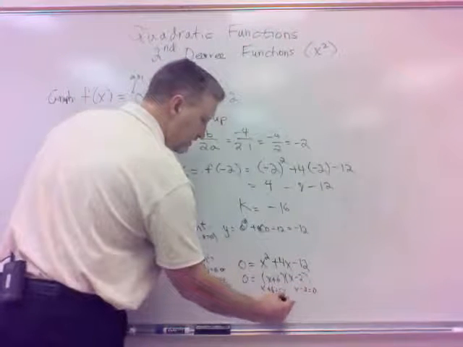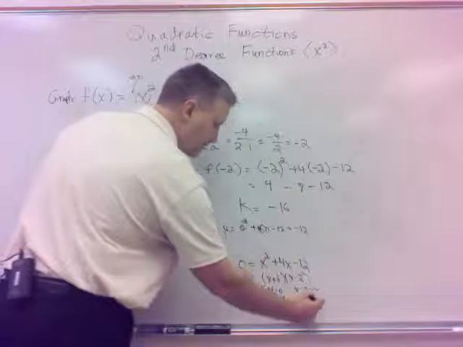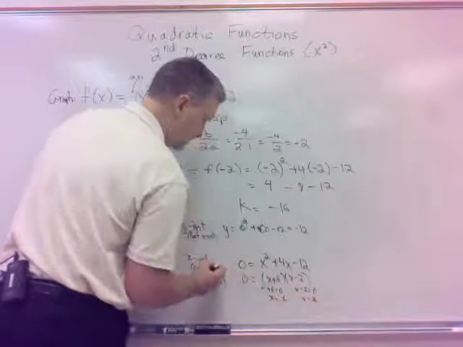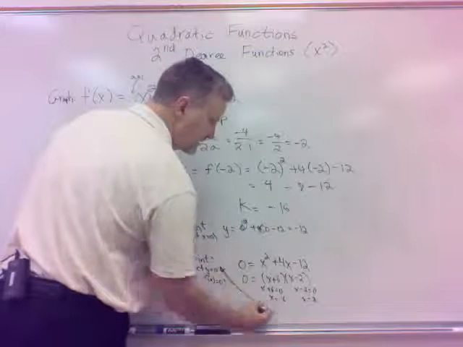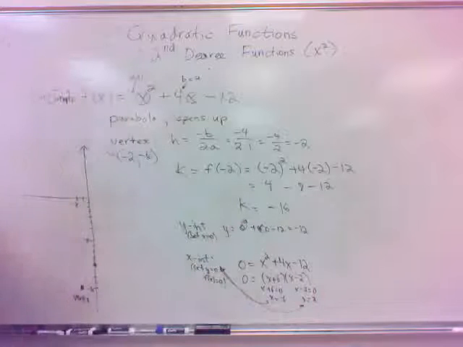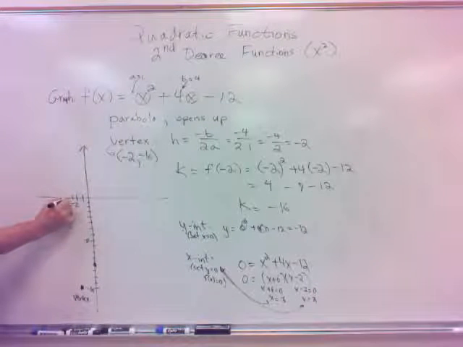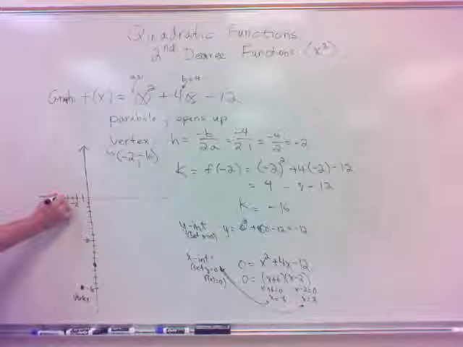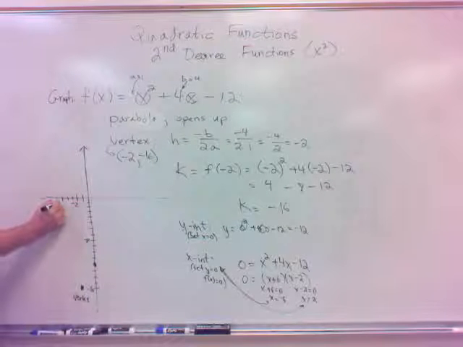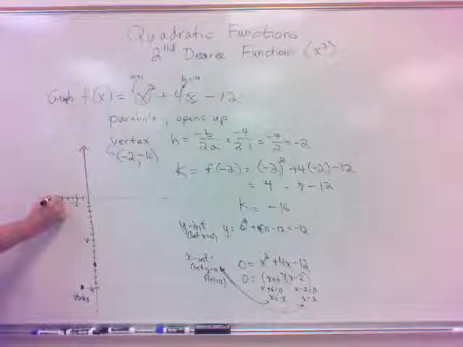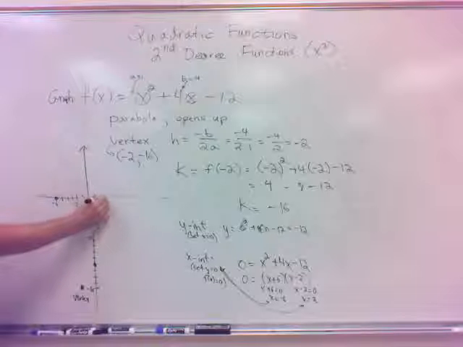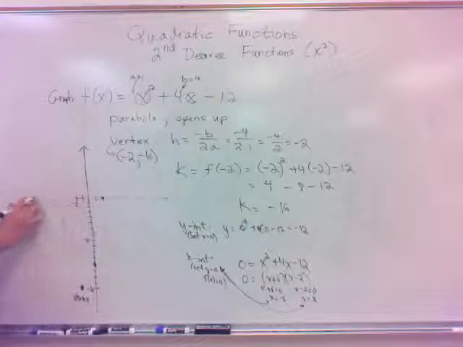Subtract 6, you got negative 6. Add 2, you got positive 2. So those are my X-intercepts. You got a negative 6 and a positive 2 X-intercept. So it's going to cross the X-axis here at negative 6, sorry, and positive 2. Spread out a little more.